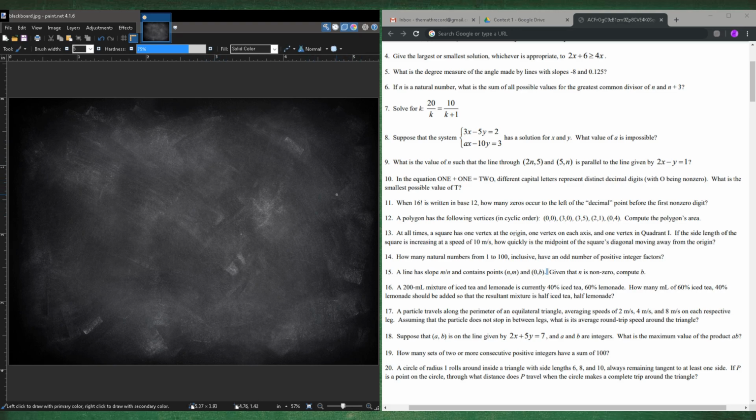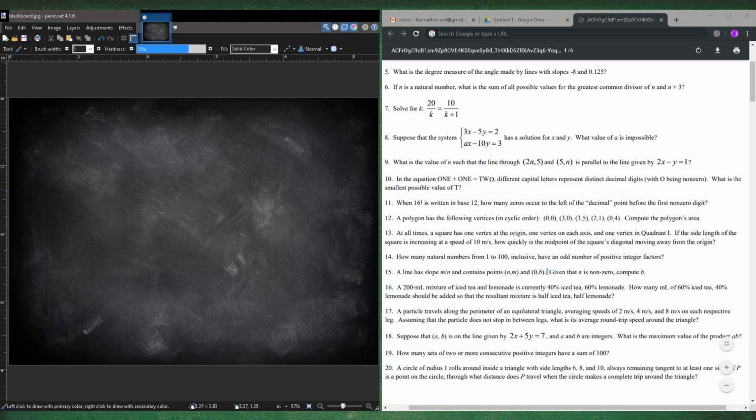Okay. Number 13. At all times, a square has one vertex at the origin, one vertex on each axis, and one vertex in the first quadrant. If the side length of the square is increasing at a speed of 10 meters per second, how quickly is the midpoint of the diagonal moving away from the origin?